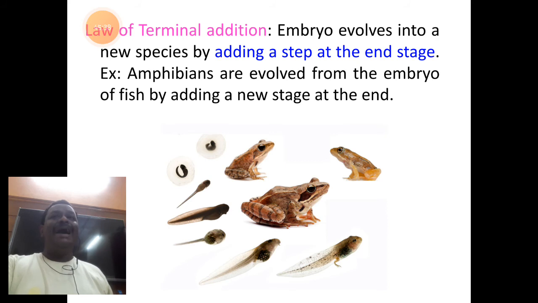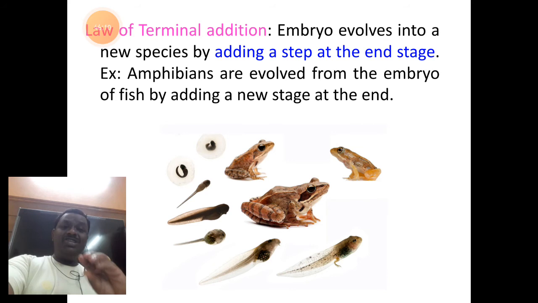There is one more law, the law where ontogeny repeats phylogeny, which is based on the law of terminal addition. So what is added here at the end? Here the embryos will develop more specialized features at the end of the embryonic development, or when it enters into the adult stage. Example, amphibians evolved from the embryo of fish.